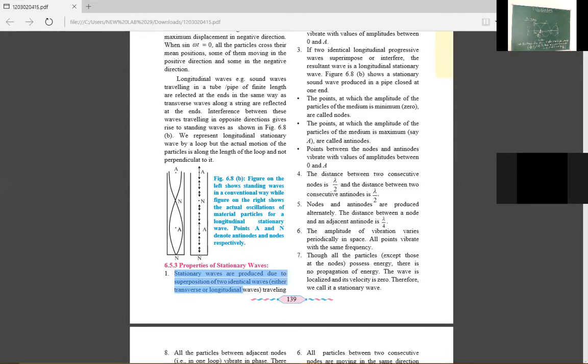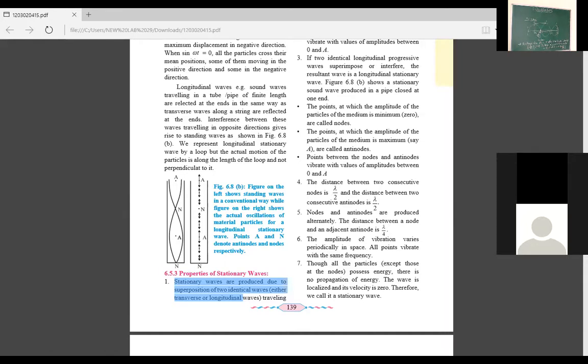As I have shown you in the diagram, let me show you again. Here I have shown you that when two wave pulses are approaching each other like this on the same path in the opposite direction, then stationary waves are formed. Okay.